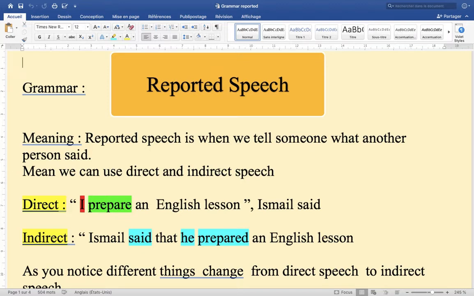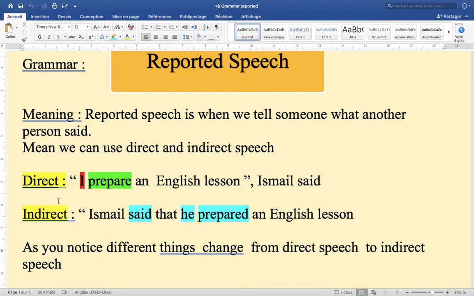I tell you something, and you are going to take that thing that I tell you and report it to another man, etc. So when we report, when we tell someone what another person said, we can use direct and indirect speech.